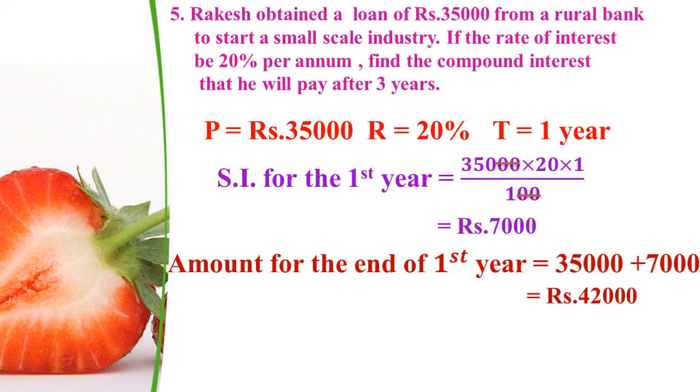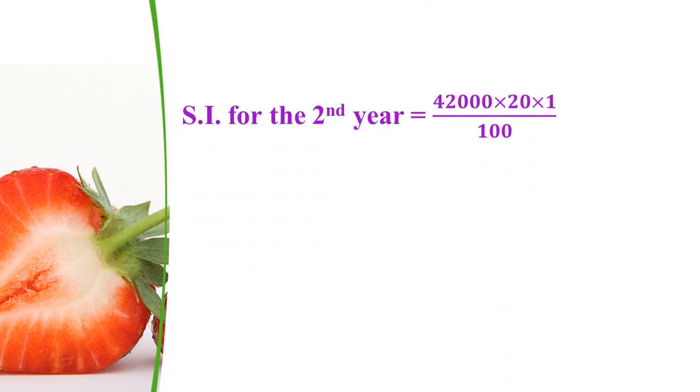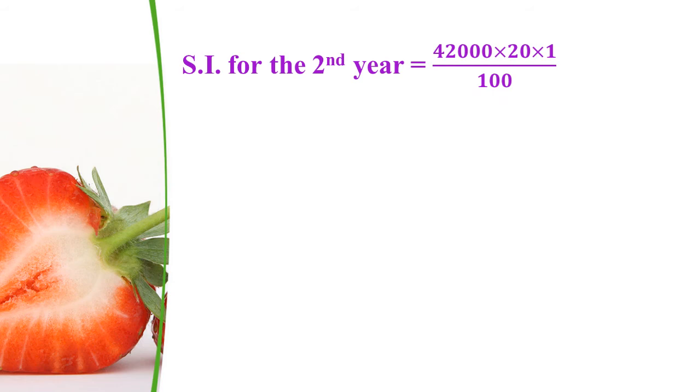The amount at the end of first year becomes the principal for the second year. So principal for the second year is rupees 42,000. Let's find simple interest for the second year. Equal 42,000 into 20 into 1 by 100. Here two zeros and two zeros gets cancelled out. So simple interest for the second year is rupees 8,400.